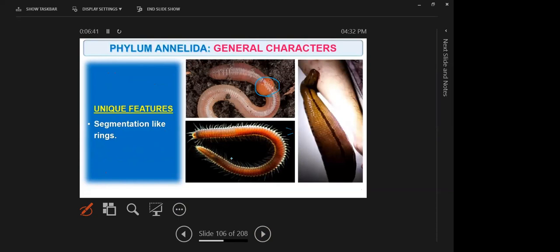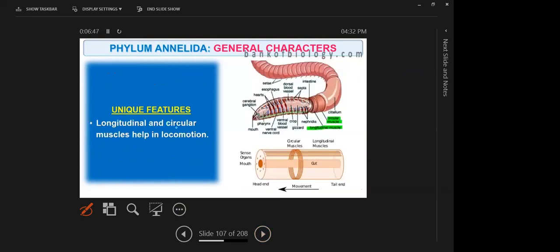That is in earthworm. What is the botan? Okay, now we will get that. So unique features: longitudinal and circular muscles are present. This is a very important point. They have two types of muscles, longitudinal muscles, long like, and circular muscles.